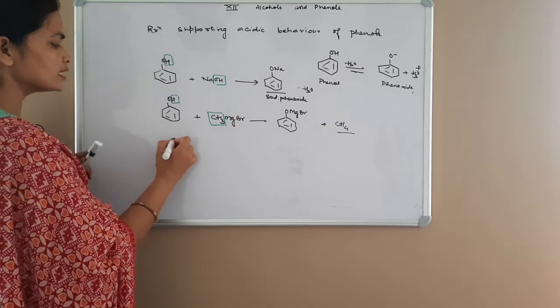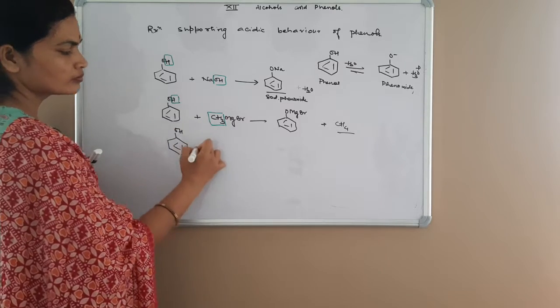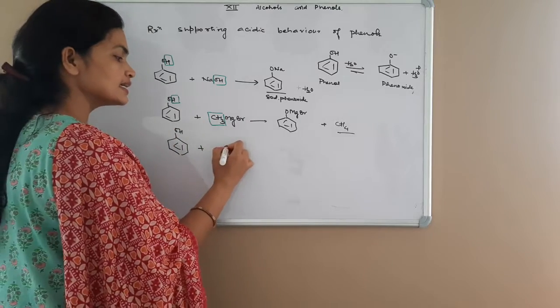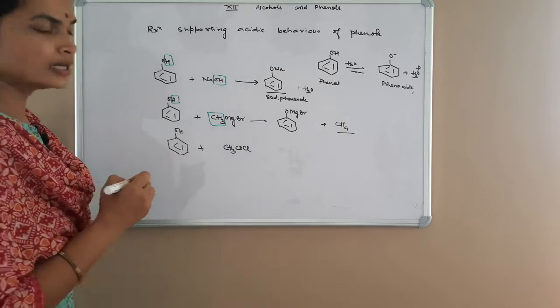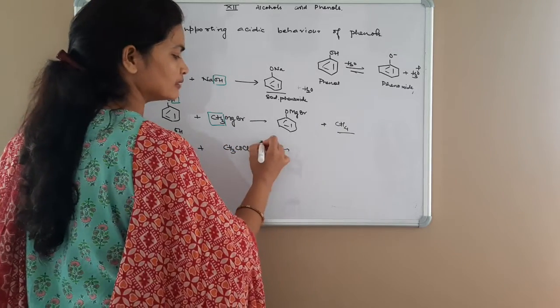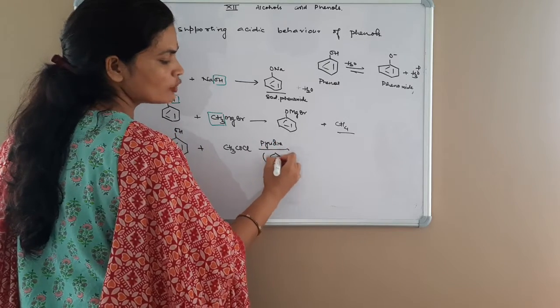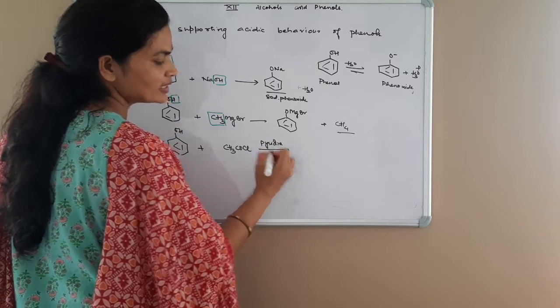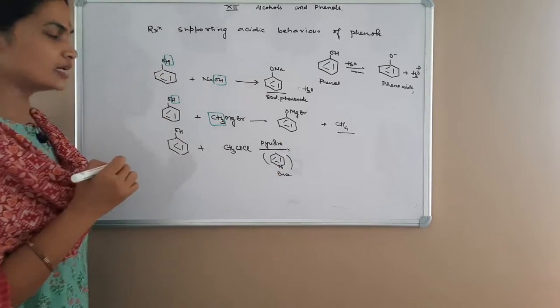So next one is, if phenol combines with, let's say, acid chloride CH3COCl in the presence of pyridine. Pyridine, the structural formula of pyridine is this, right? It acts as a base. ये base का role play करेगा.